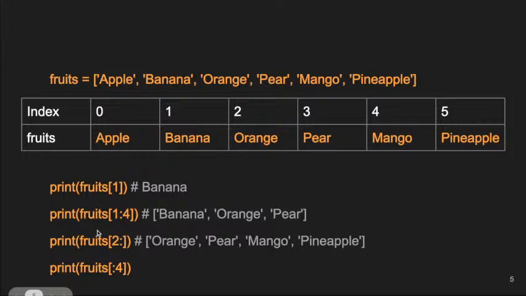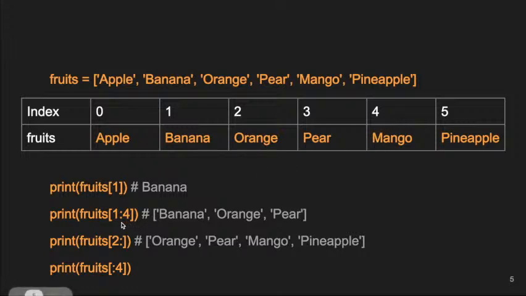Then we have this fruits[1:4]. This gives you a range, a sublist. So we start from index 1, you see banana, index 2 orange, index 3 pear, and then that's where we stop. You don't actually print or access index 4.